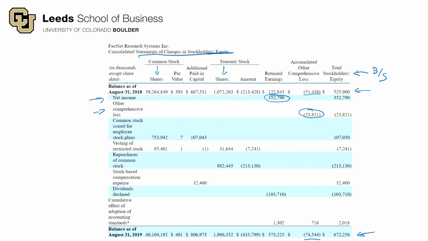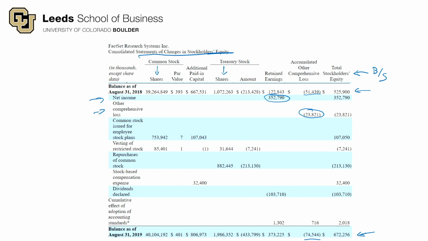Well, in terms of our class, the only thing we've learned is available for sale debt securities. So suppose the company had unrealized holding losses on their available for sale debt investments. That would get deferred in this accumulated other comprehensive loss account, okay? So that could be a reason for that account becoming more negative. You could figure out exactly what it's about by reading more into the financial statements, but let's move on to the next line item.